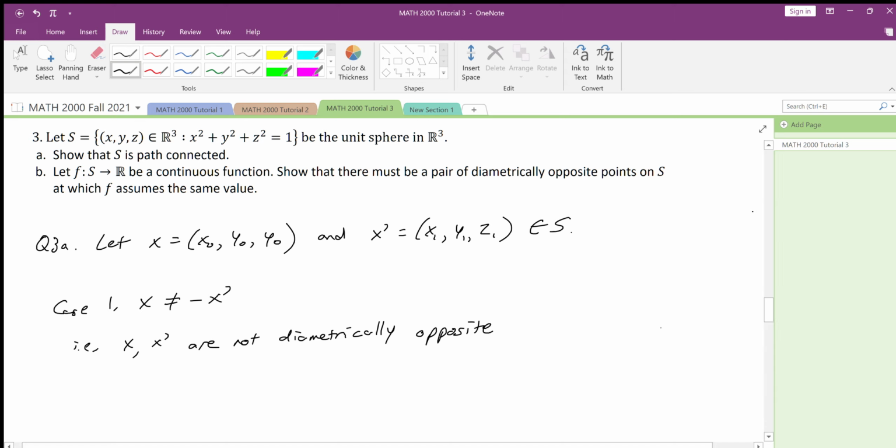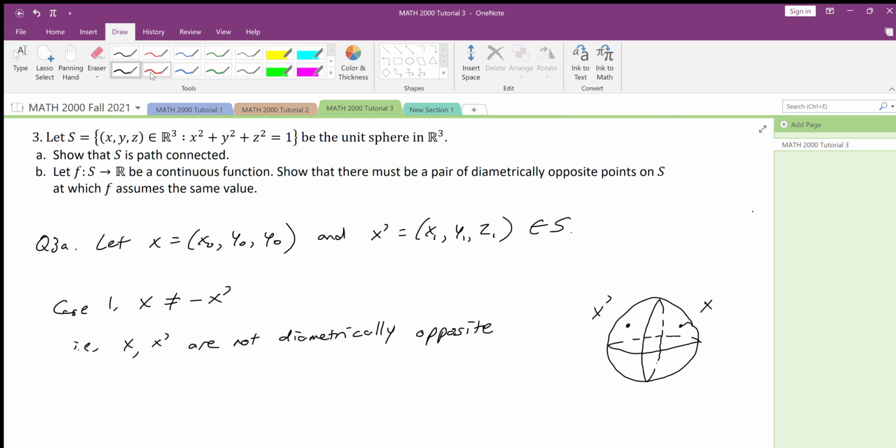Okay. So what does this mean? I have a sphere. I have a point x. That's my point x. And I have a point x prime. These 2 points are not diametrically opposite. And what I want to do is find a path that starts at x and goes to x prime.